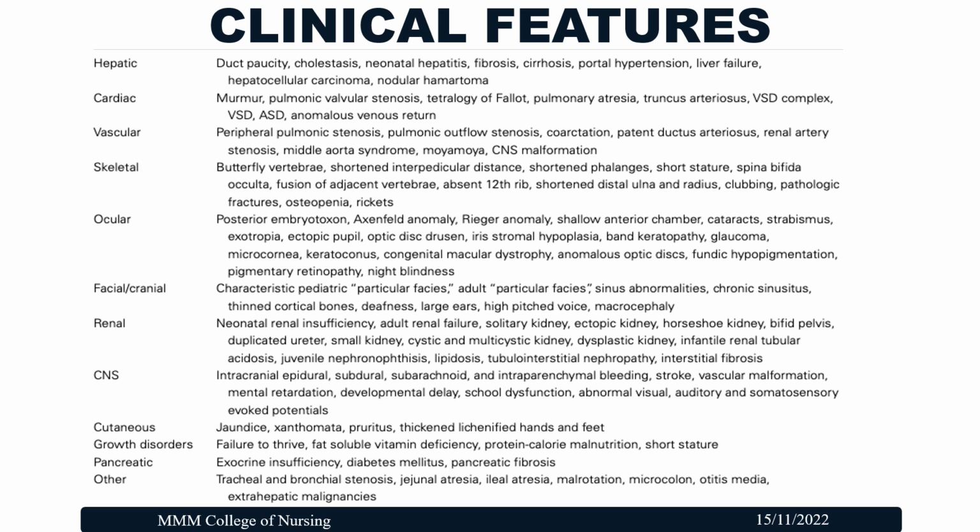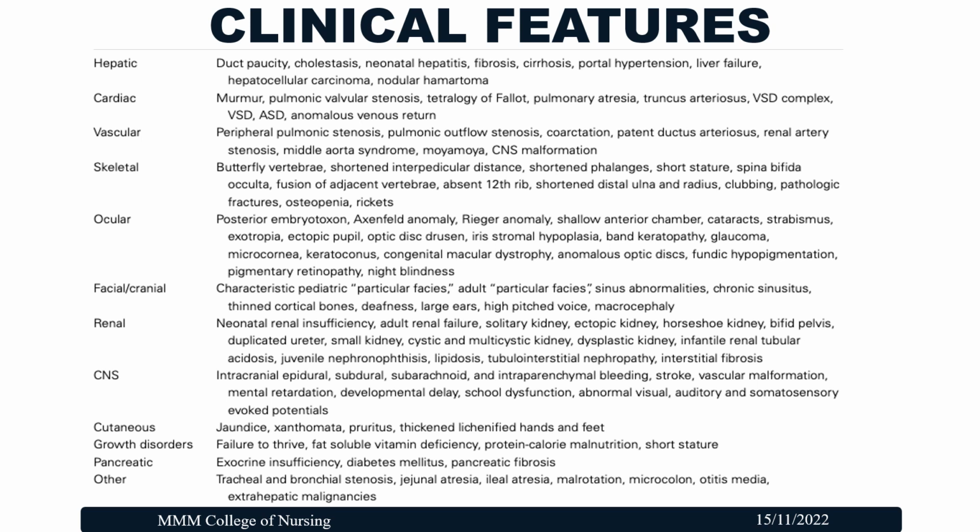In CNS, there can be intracranial, epidural, subdural, subarachnoid, and intraparenchymal bleeding, stroke, vascular malformation, mental retardation, developmental delay, school dysfunction, abnormal visual, auditory, and somatosensory evoked potentials.